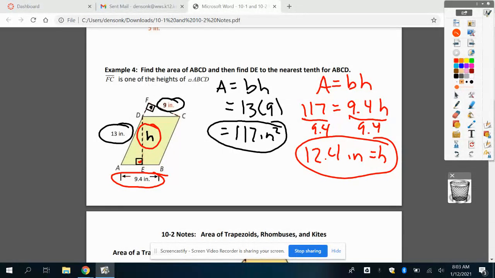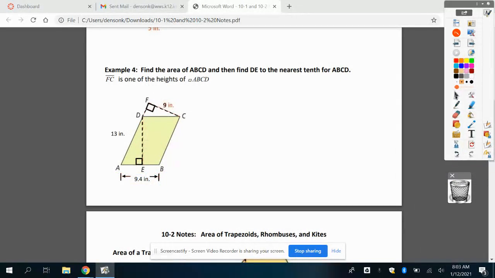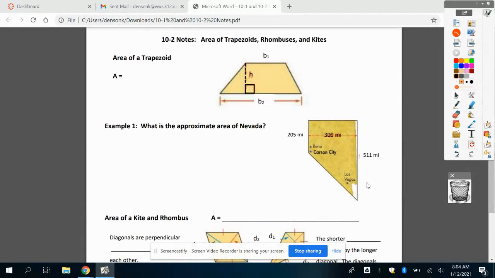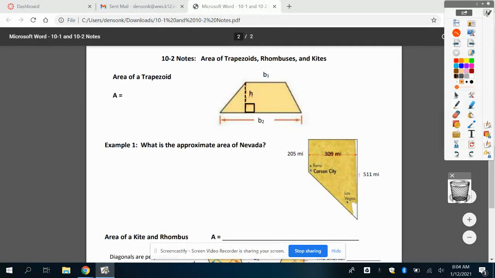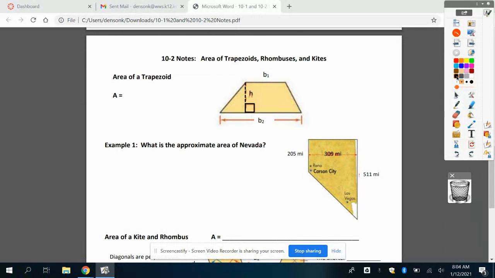So it's working backwards a little bit. It's using some problem solving here. So this is kind of a different problem compared to the other ones, but it just uses tools that you already have. All right, so now let's look at 10.2. 10.2 is more area. Specifically for these, 10.2 is over the area of trapezoids, rhombuses, or rhombi is actually what that should be, and kites.